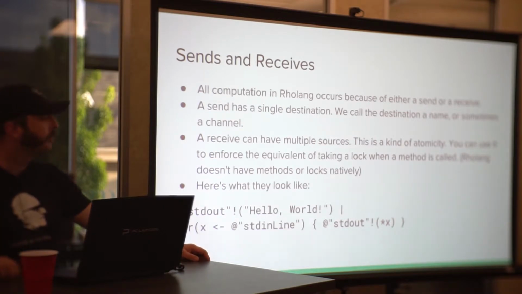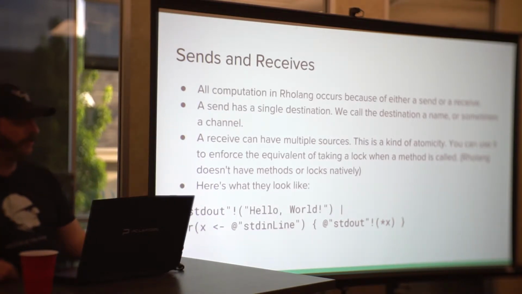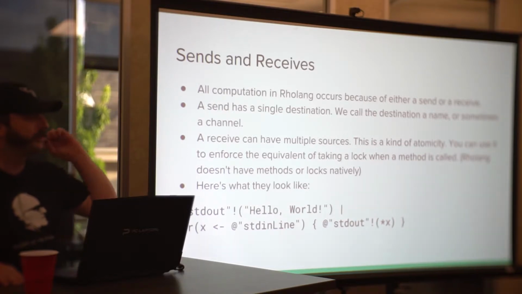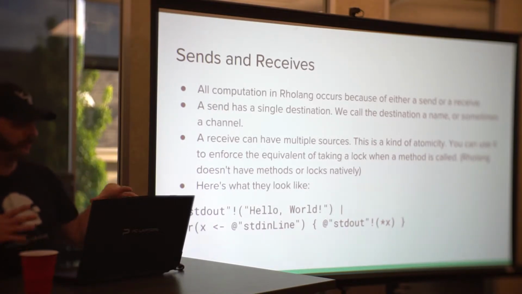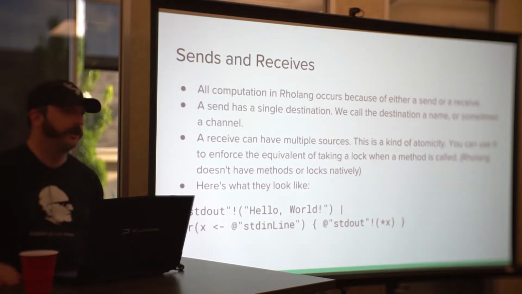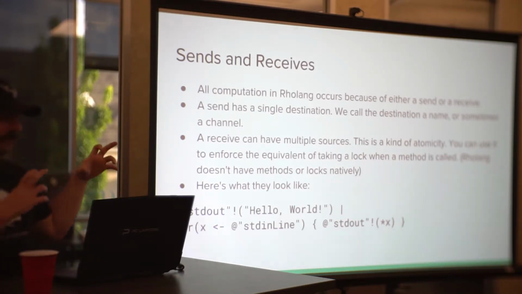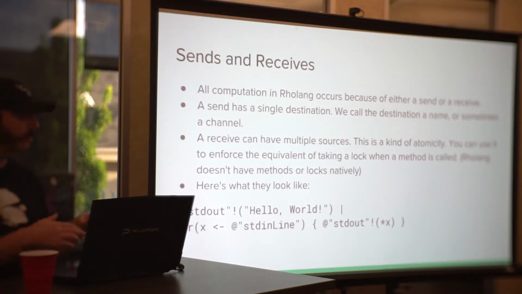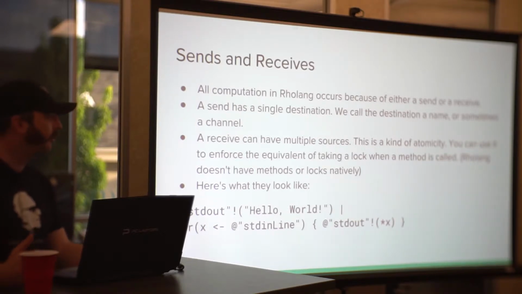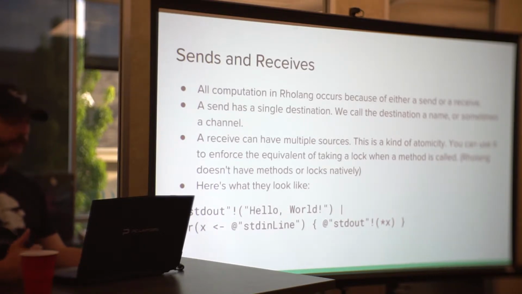So that's send, and then for every send, unless you're just like the golden record on Voyager, you need a receiver. Receive in Rholang can have multiple sources. So there's this asymmetry: sends are singular, receives can be many, at least one. And this allows you to do things like take atomic locks, or to only fire a piece of code when data is available from two different sources.